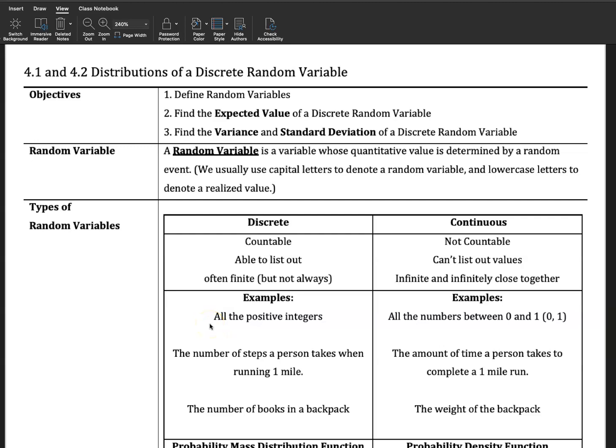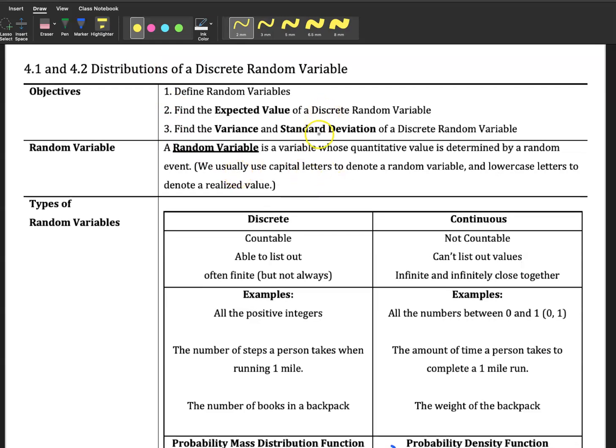We're going to get started on lesson 4.1 and 4.2. We'll start by thinking about how probability and random events occur in our world and how we can start to describe them from a statistical perspective. And so we introduce you first to the term random variable.